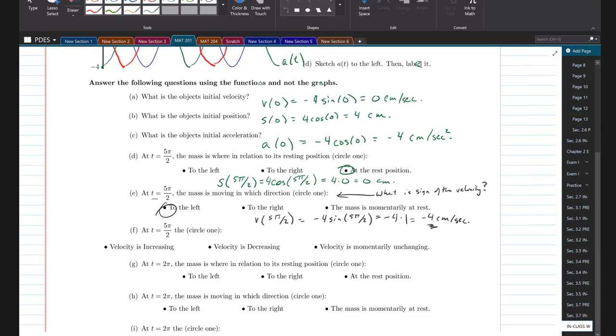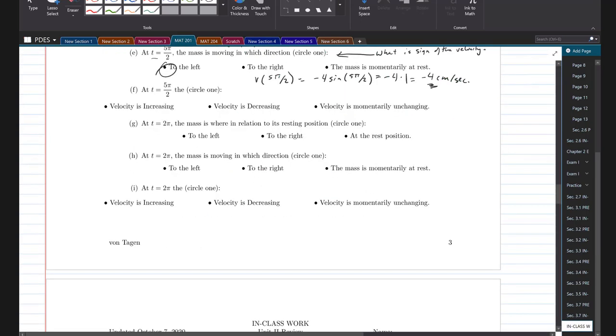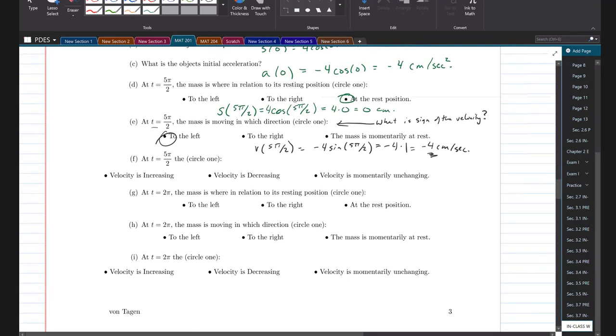Awfully important here for letter F. The choices are: at 5 pi over 2, the velocity is increasing, the velocity is decreasing, or the velocity is unchanging.